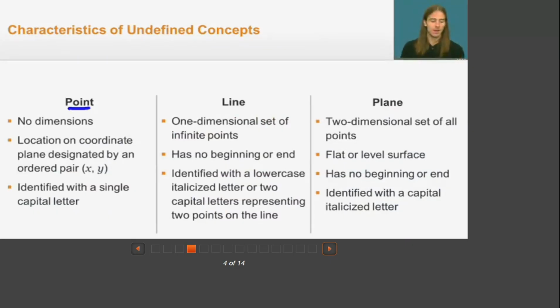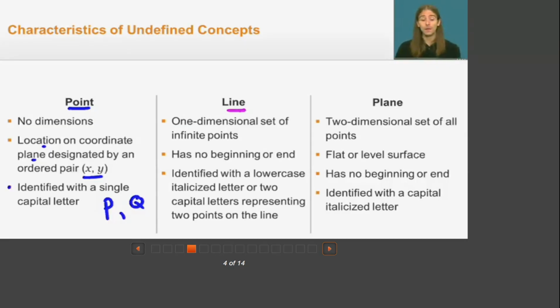We could think of it as a location on the coordinate plane, and when we do that, we designate it by an ordered pair, x, y, where x gives the horizontal position and y gives the vertical position. And we said that we identify them with single capital letters, such as P, sometimes Q, and so on.